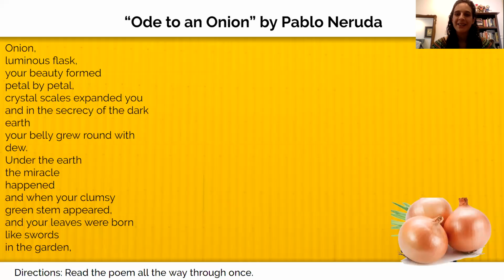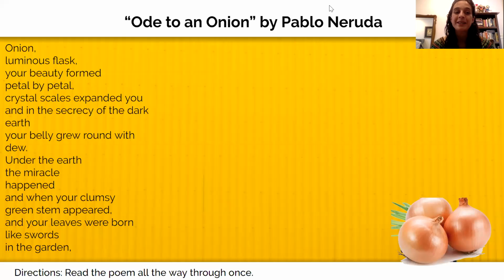Okay, so this is called Ode to an Onion, and it's by a poet named Pablo Neruda. He's one of my favorite poets. He writes a lot of sonnets, and he writes a lot of odes, and he writes a lot of free verse things. He's very, very good, I just love him.